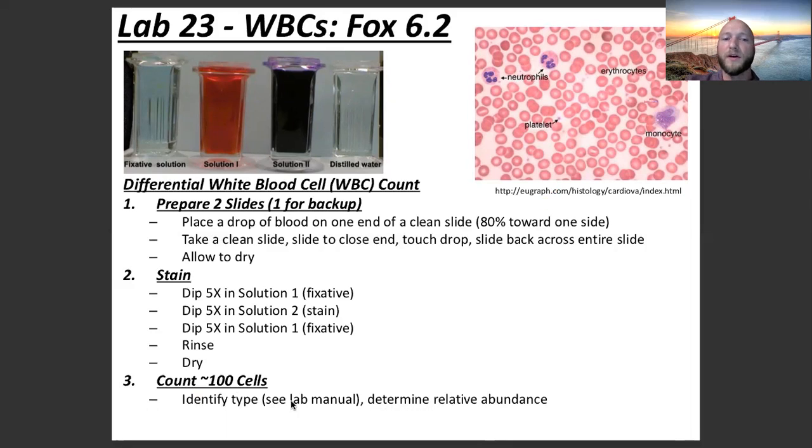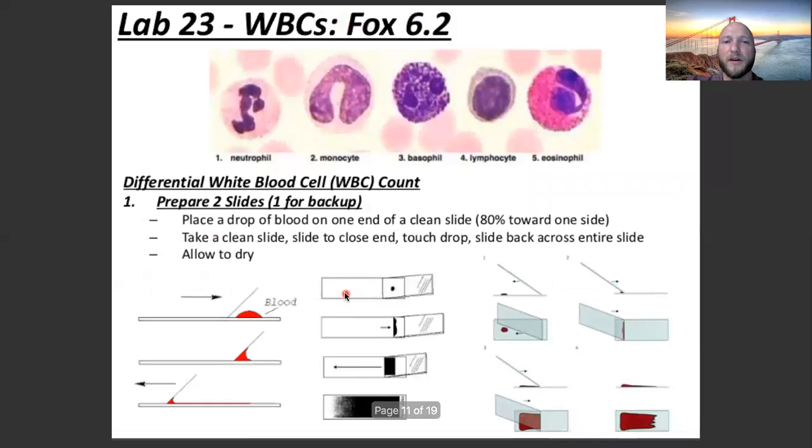Now, we count 100 white cells because it's really easy to do math. If you count 50 neutrophils out of 100 total cells, it's 50% are neutrophils. If you count 64 neutrophils and you count 100 cells, 64%. So that's why we do 100, and it gives us a pretty accurate differential.